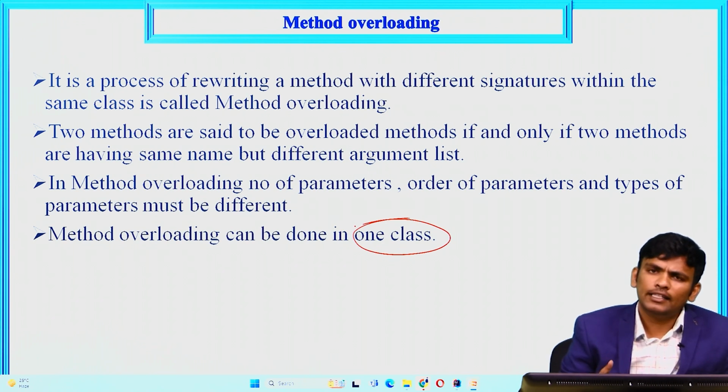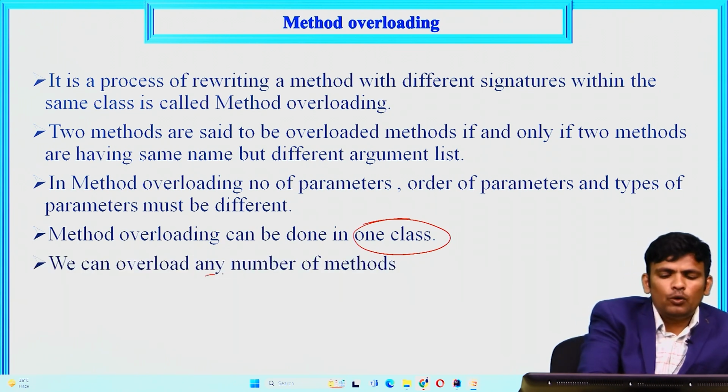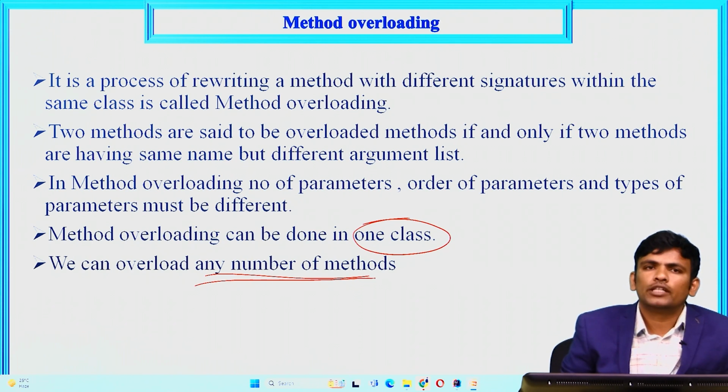Okay, in the same class you can overload the method. In method overloading one class is required, but in method overriding two classes are mandatory, and the two classes must be in a parent and child relation. But in method overloading one class is enough, and we can overload any number of methods. There is no restriction at all. You can write any number of methods.